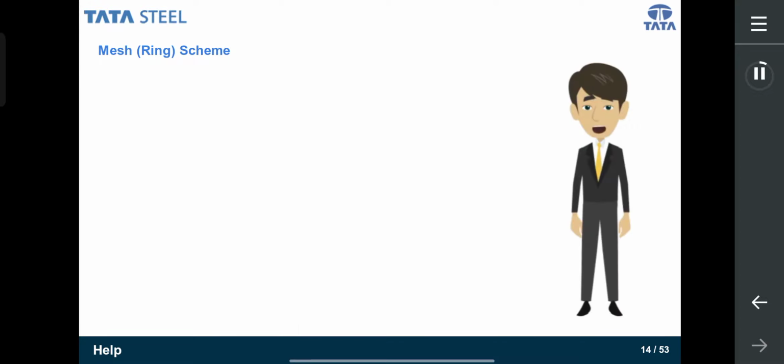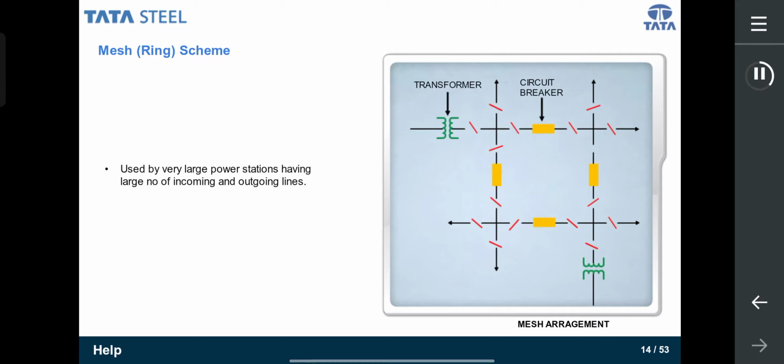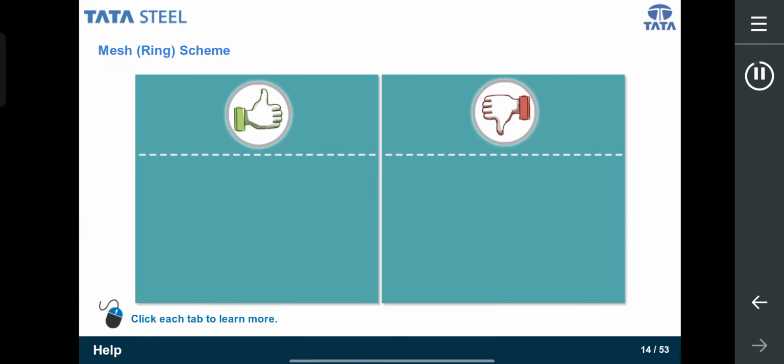Next type of bus configuration is mesh ring scheme. It is used by very large power stations having large number of incoming and outgoing lines. It is unsuitable for a developing system. Click on each tab to learn more.